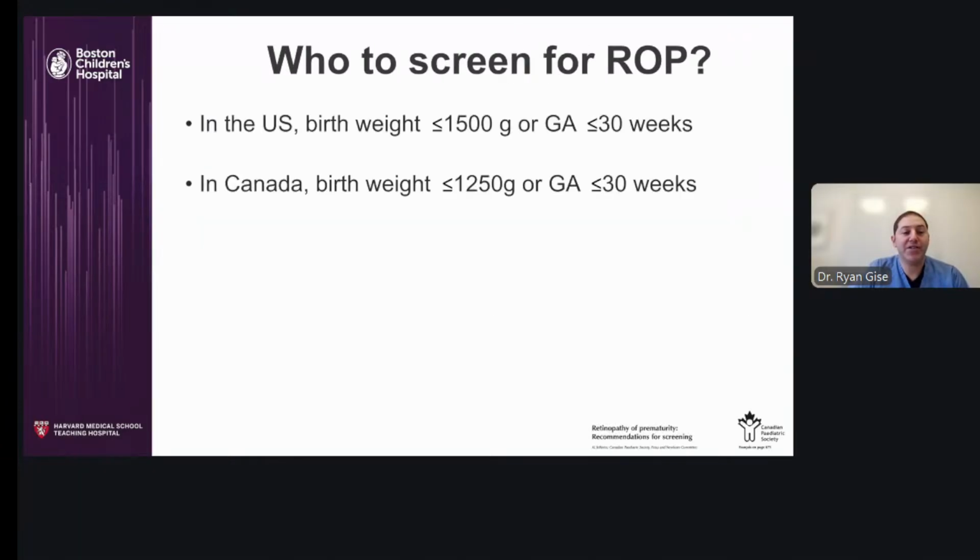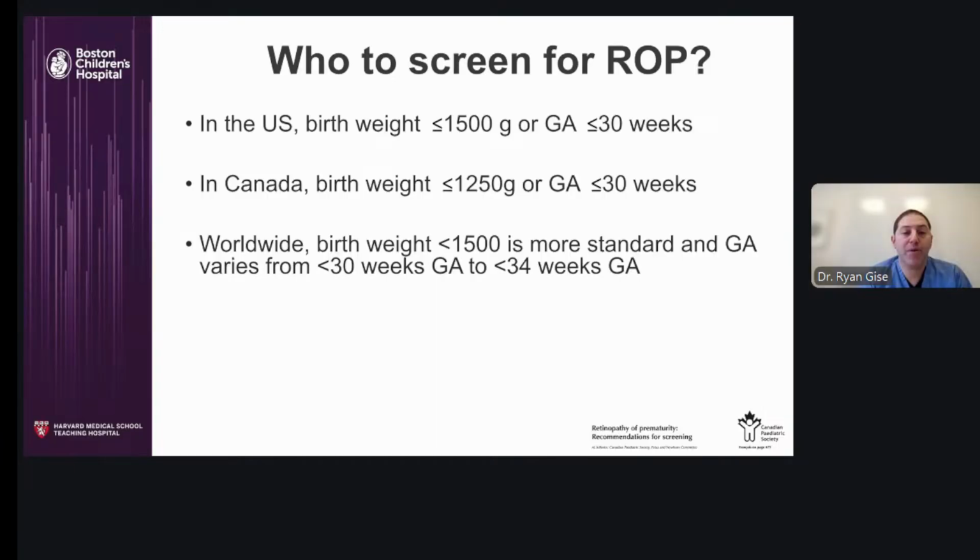So in the United States, the birth weight and gestational age that we typically screen for is less than or equal to 1,500 grams and less than or equal to 30 weeks. And 30 weeks and 6 days is considered requiring treatment. Dr. Nimesh Patel at Mass Eye and Ear has done a lot of work looking at what he calls the two-ROP strategy, meaning if you don't meet both of these criteria, what is your risk of developing ROP? And it's generally very, very low.